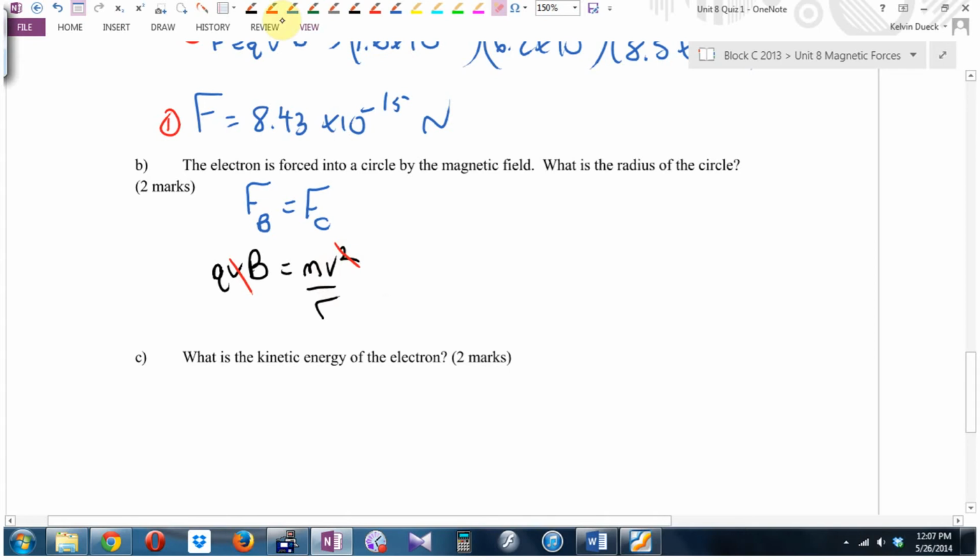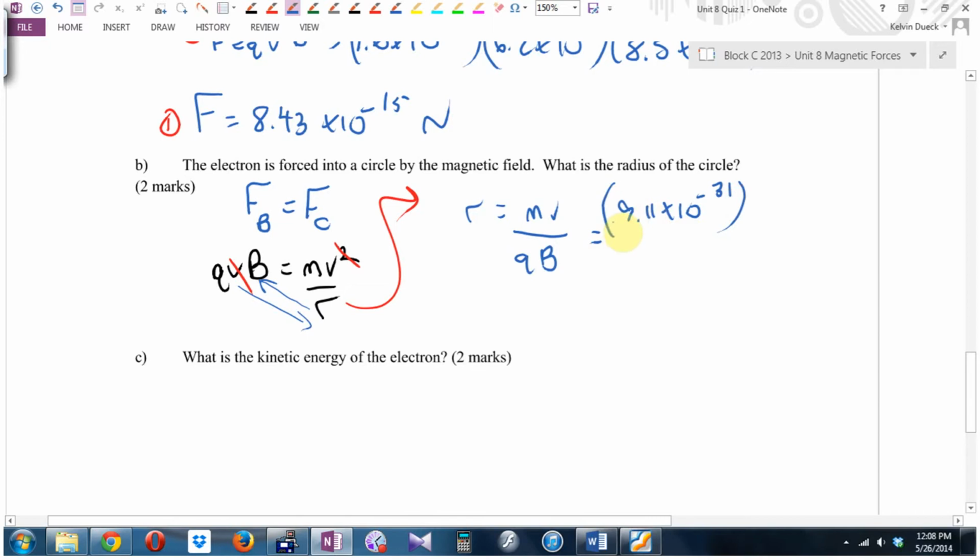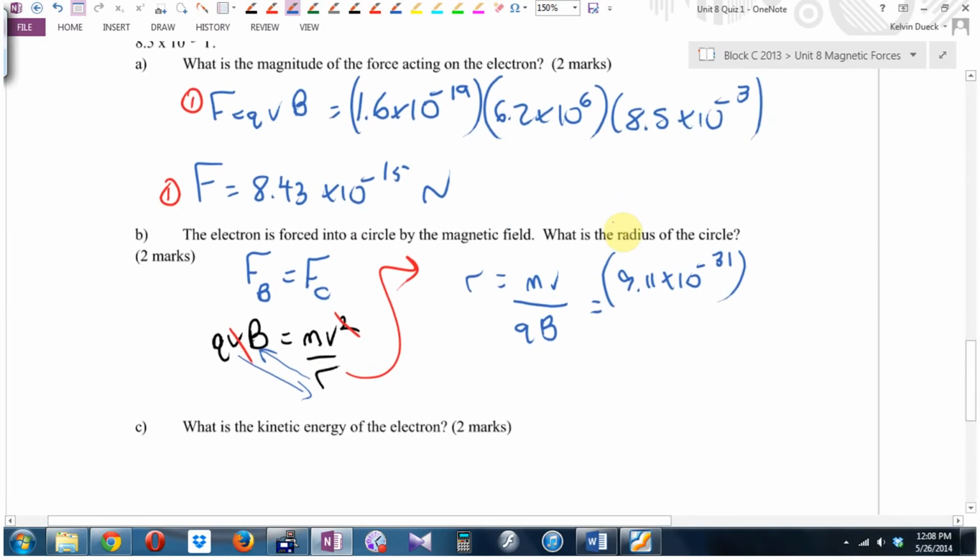Let's see here. Get the r. Now, the r is on the bottom, so I'm going to move the r to the top and move the qv to the bottom. R equals mv over qB. It's going to be m. It's an electron, 9.11 times 10 to the negative 31. V, please tell me there was a speed. 6.2 times 10 to the 6th.